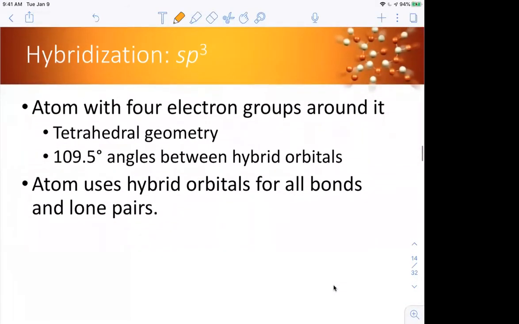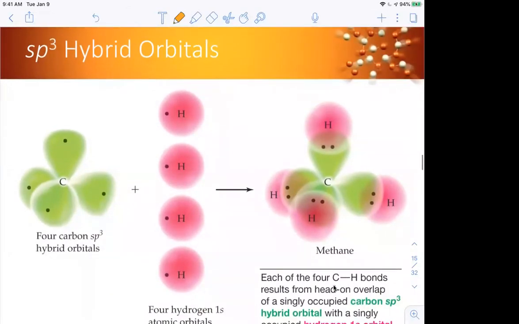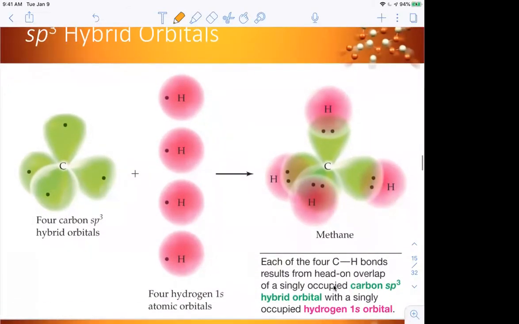All right, so any atom that has 4 electron groups around it is going to adopt a tetrahedral geometry, and I'm going to have 109.5 degree angles between hybrid orbitals. Atoms are going to use these hybrid orbitals for all bonds and lone pairs. This is what we just talked about. This is methane. I have my 4 equal energy sp3 hybrid orbitals with this bond angle of 109.5. That's going to overlap with each one of these 4 hydrogen orbitals, and what I get is my methane molecule.